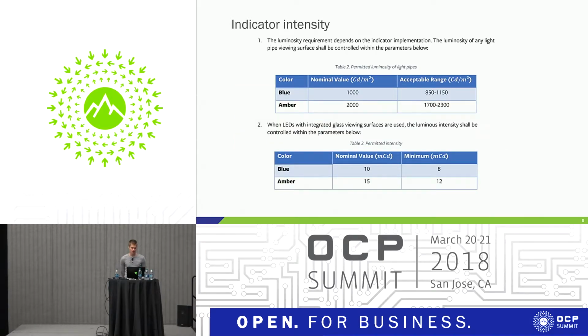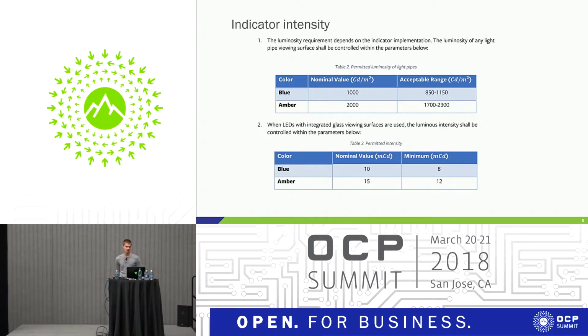Indicator intensity. So there's 2 separate sections here. The first section applies to indicators that use light pipes. And in these situations, what we want to control is the luminosity, and that would be the units of cd per meter squared. So for blue, we use 1,000, and for amber, we use 2,000. This seems kind of strange at first to have indicators next to each other with amber being twice as bright. Well, in reality, twice as bright doesn't look twice as bright.